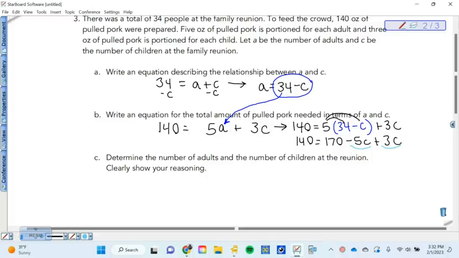3c, what do I get? Negative 2c. So now I have 140 equals 170 minus 2c. And now what? What do I do to solve for c?